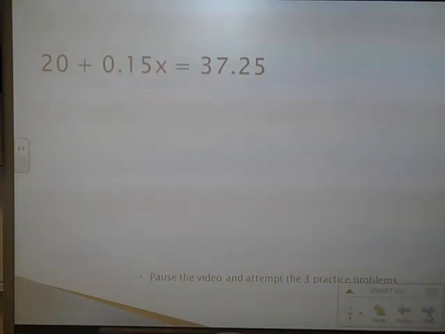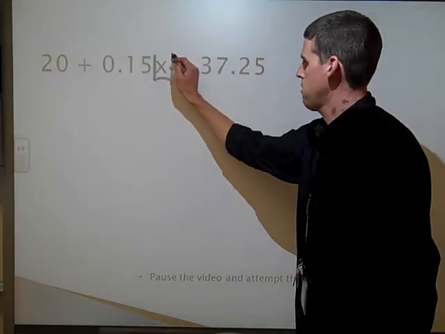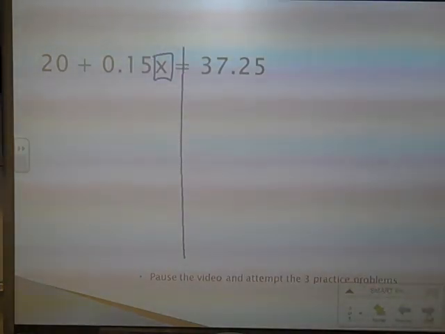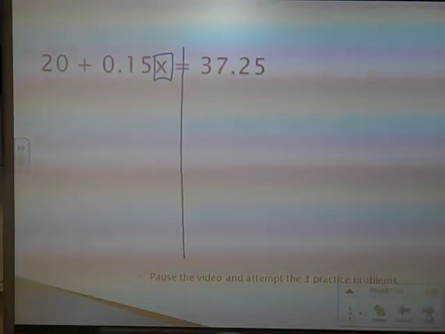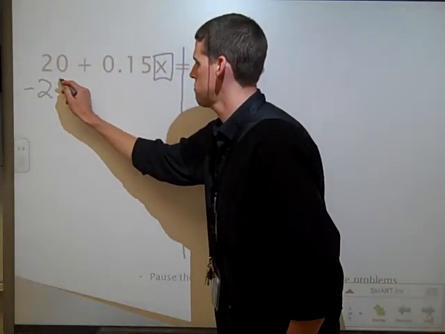My next one is a decimal problem. So I have, let's go ahead and box my variable, draw a line down it. 20 plus 0.15x equals 37.25. So I'm going to go ahead and subtract my 20 first.